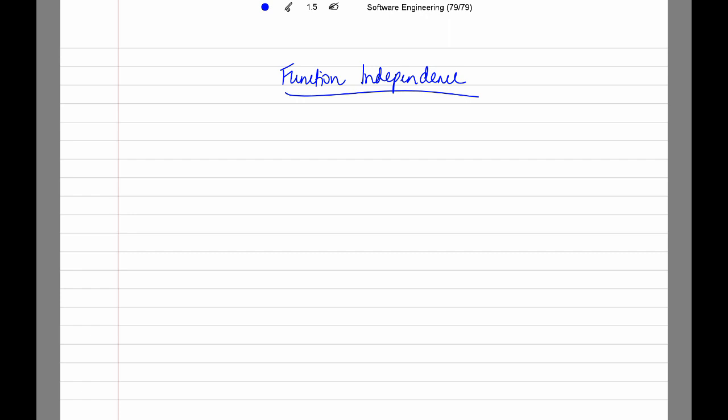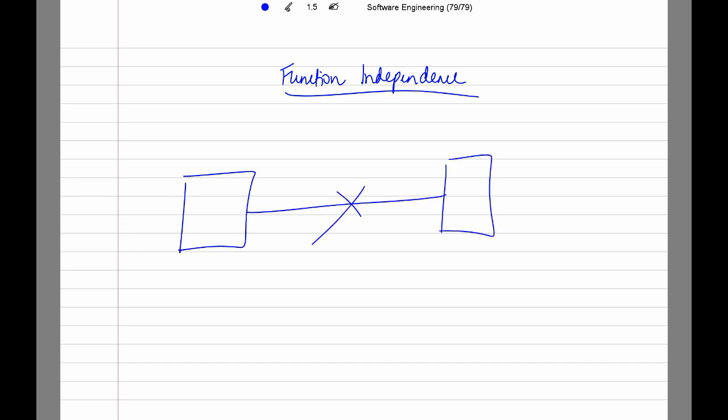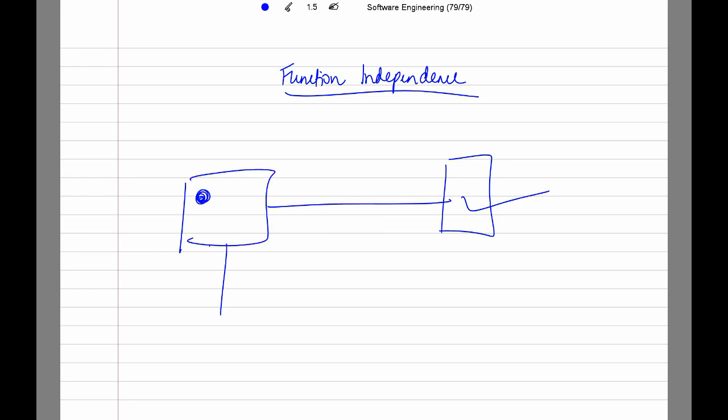Next, functional independence basically reduces error propagation, right? Because the degree of interaction between modules is low. For example, here is one module and there is another module, and there is no dependency of one module on another. That means if an error is found in this module, it will not affect the other module. But if there is a very strong bonding between different modules, and there is a bug in one of them, this will affect all the other modules as well.